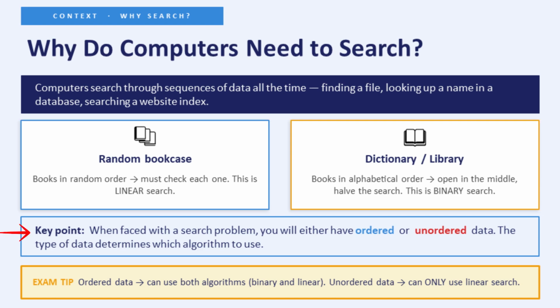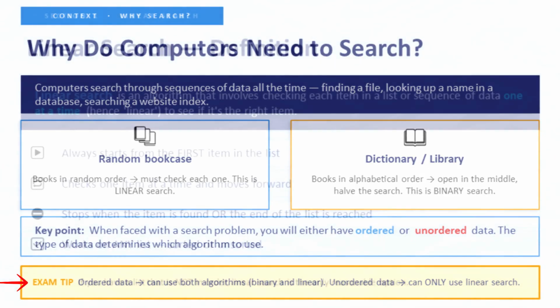Key point: when you face a search problem, the data will either be ordered or unordered. If the data is unordered, you can only use linear search. If the data is ordered, you can use either, but binary search is much faster for large lists.